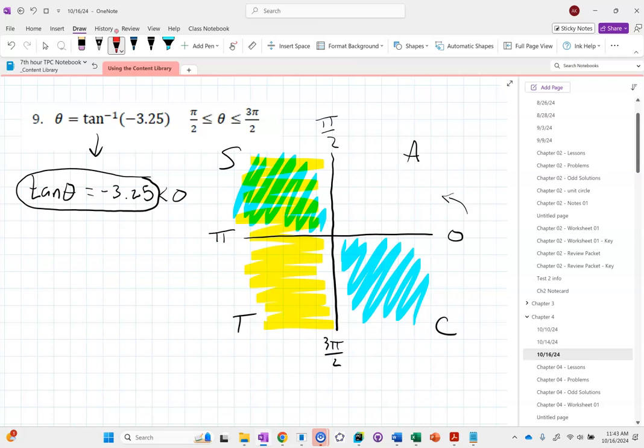So where does the terminal side of theta have to be? Quadrant 2. So I know that my angle is going counterclockwise because it was positive. It always starts at the positive x-axis, and then I just kept going, right?